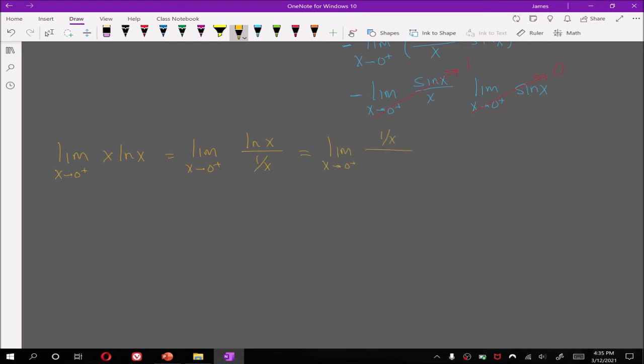1 over x over negative 1 over x squared. This simplifies to the limit as x approaches 0 from the right of negative x squared over x, which is negative limit as x approaches 0 from the right of just x. And that limit is, of course, 0.